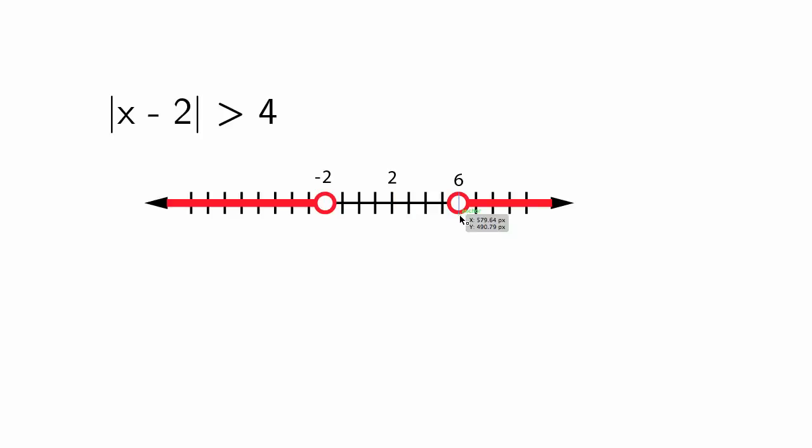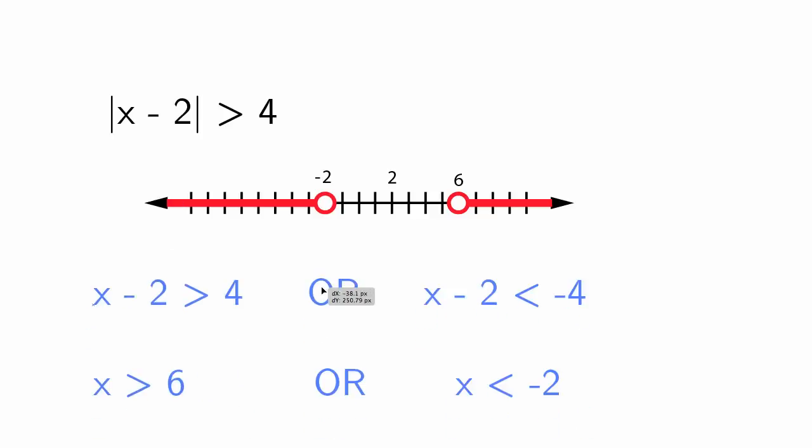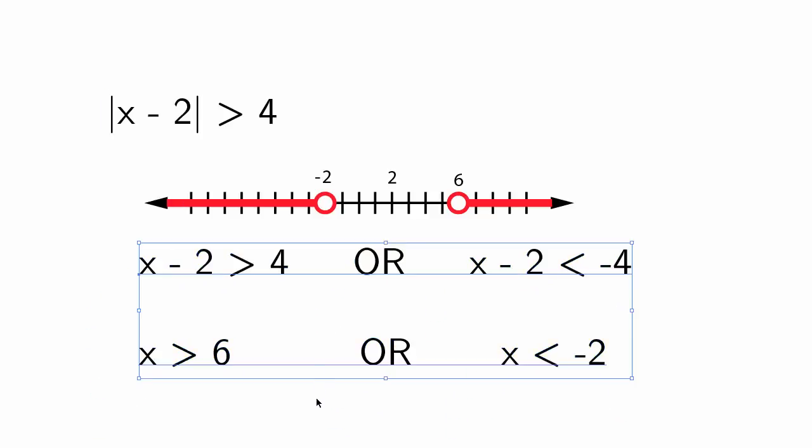starts at but not including 6, and all of these are solutions to that inequality. Starting at -2 but not including -2, all of these have a distance that's greater than 4 from the value of 2. Now to solve this by hand, when we drop the absolute values, we get two sets of inequalities.